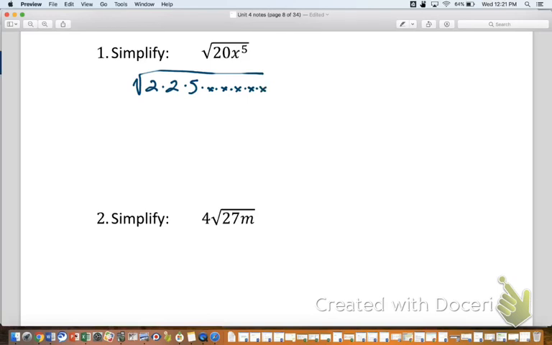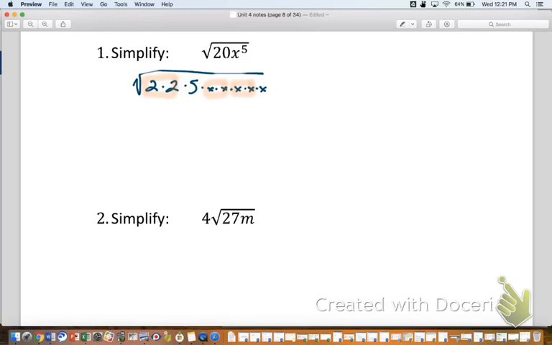Making sense? Okay, so what you're doing now is you're looking for pairs of like factors. So there's 2 2's. Poor 5, nobody to go with, so 5 is stuck in the radical. But there's a pair of x's right there and a pair of x's right here. Walking around, the vast majority of you, if not all of you, got to this point really well. Quite quickly, too, so that's great.